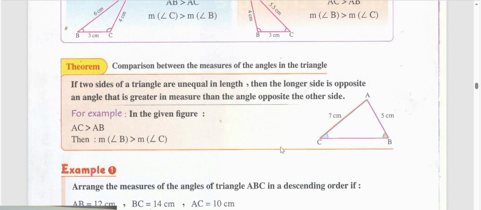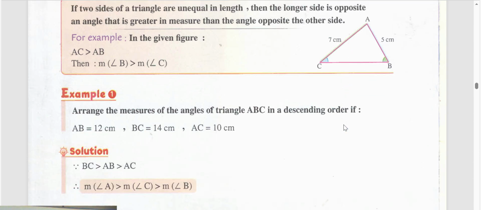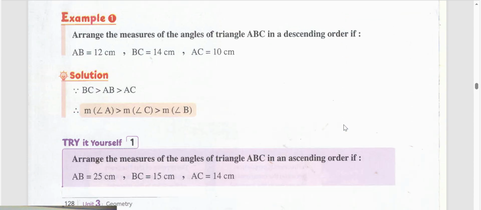If two sides of a triangle are unequal in length, the longer side has the opposite angle that is greater in measure than the angle opposite the other side. Like 7 greater than 5, the measure of angle B is greater than the measure of angle C, because angle B is opposite line segment AC, and AC is greater than AB. This example we can explain.